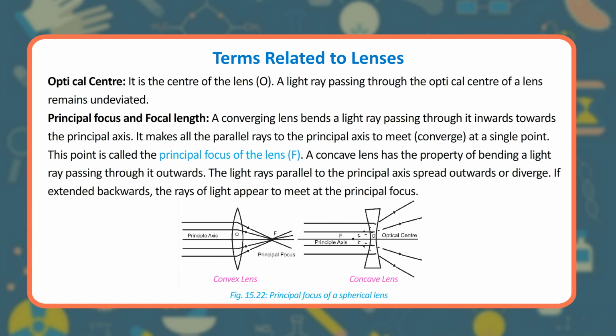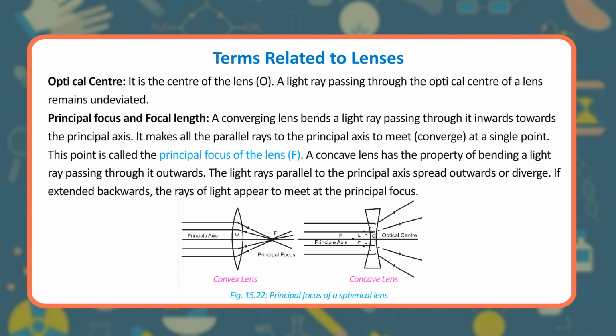Principal focus and focal length. A converging lens bends a light ray passing through it inwards towards the principal axis. It makes all the rays parallel to the principal axis meet, converge, at a single point. This point is called the principal focus of the lens.